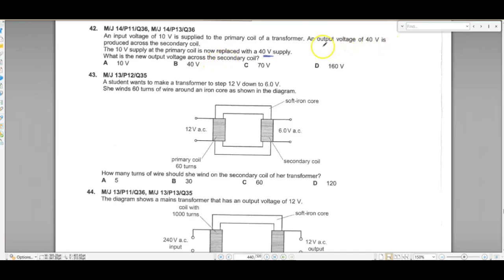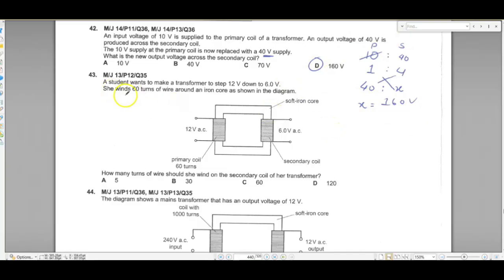Okay. Now first it was 10 volts on the primary side, and then it created an output voltage of 40 volts. So this is 1 and this is 4. They were in a ratio of 1:4. Now when this 10 volt supply is changed to a 40 volt supply, what is going to be the output voltage? If we cross multiply, 40 into 4 is 160. So the output voltage according to this logic is going to be 160.